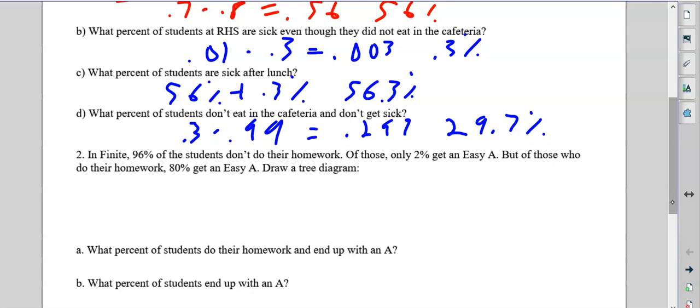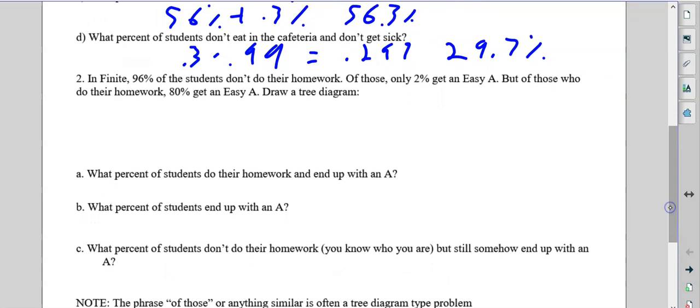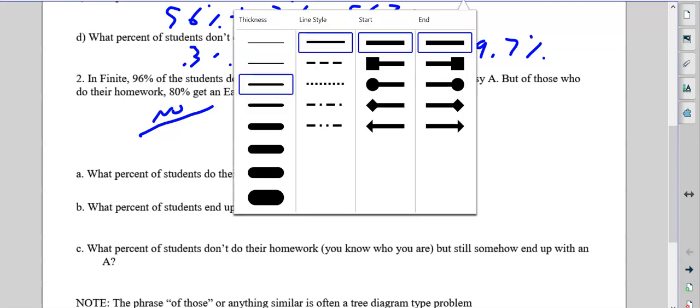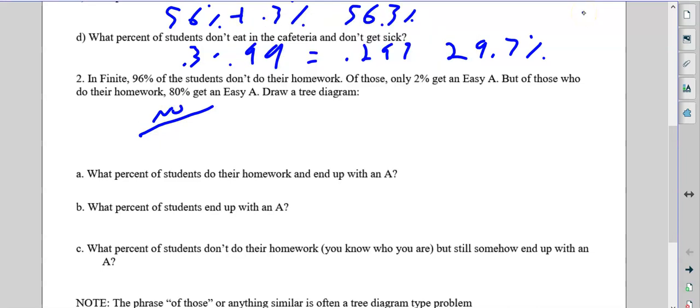In finite, and this also is not accurate, it's actually the opposite, so this is just for fun. In finite, 96% of the students don't do their homework. So that's a no, and that's 0.96. I'm just going to put the decimal because that's what we're going to use. And this is a yes, they do their homework. So that's going to be 0.04. Remember, be careful with that.